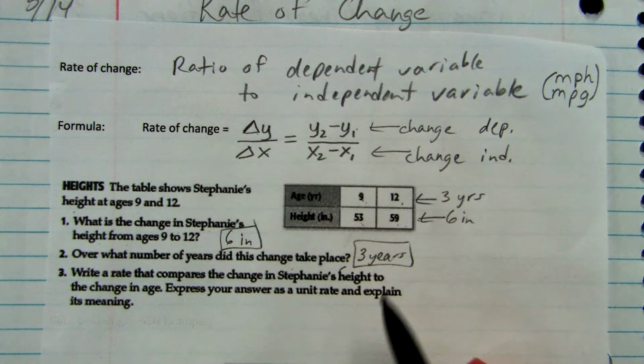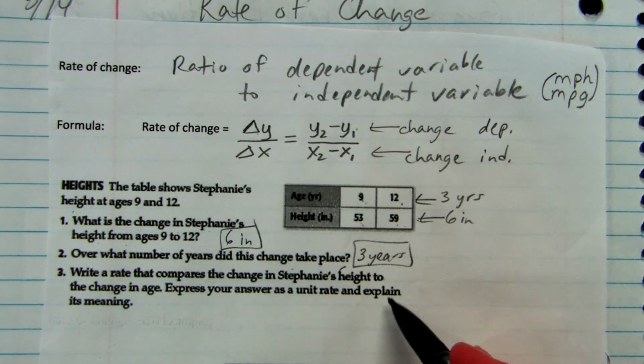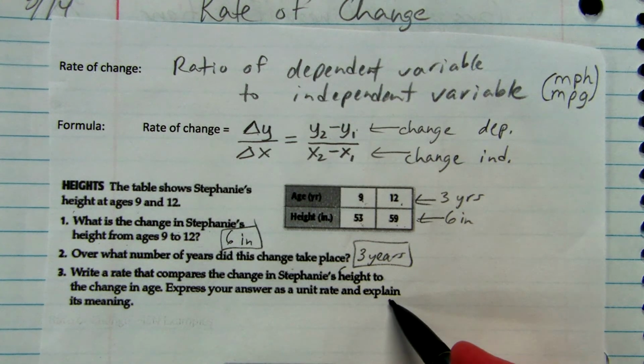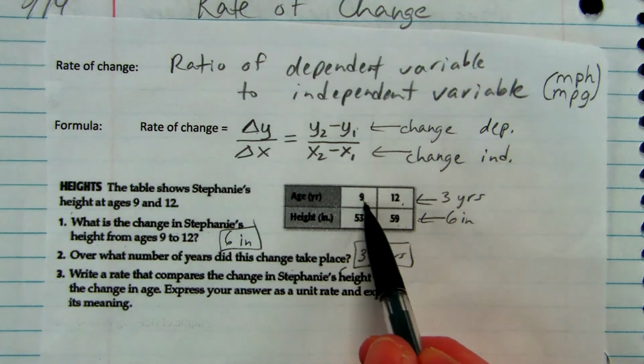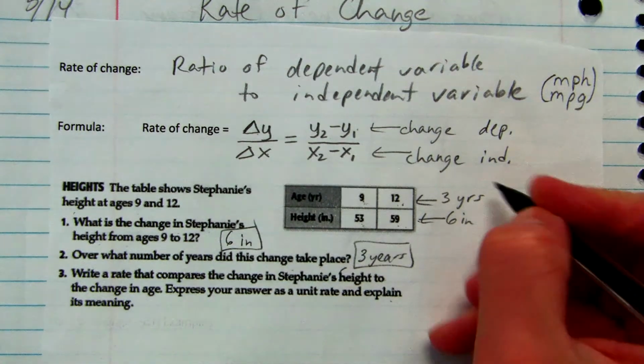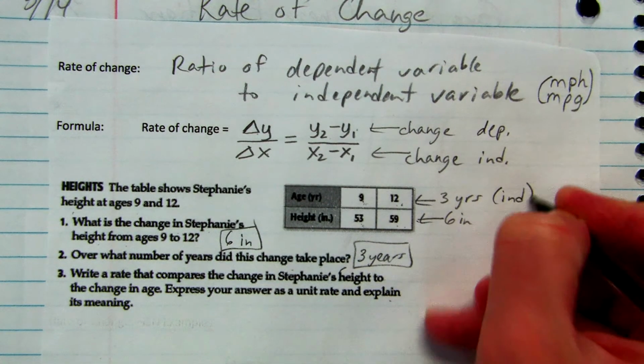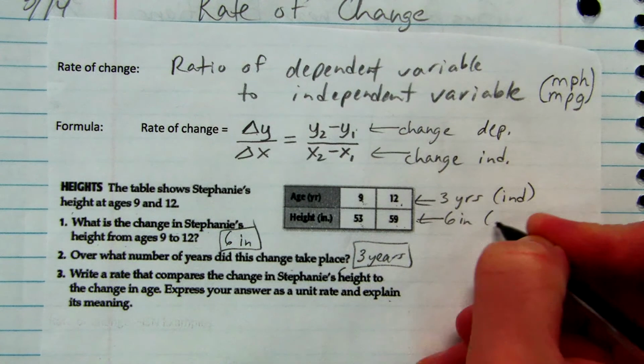Write a rate that compares the change in Stephanie's height to the change in age. Express your answer as a unit rate and explain its meaning. So sometimes if it's not an experiment, it's a little harder to do independent and dependent variables. But a lot of times time is going to be your independent variable. So from 9 to 12, this would be your independent variable, and then the height would be the dependent.